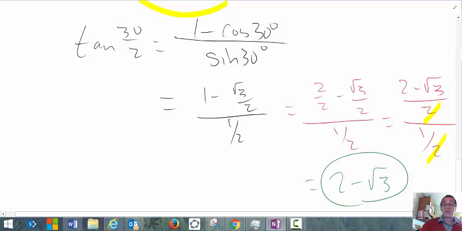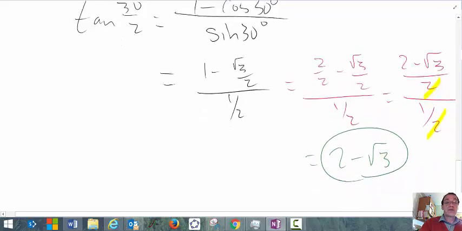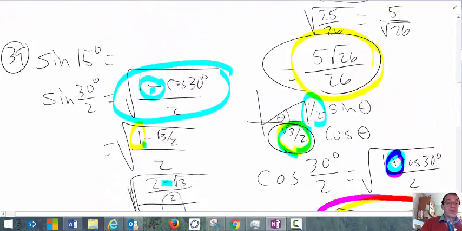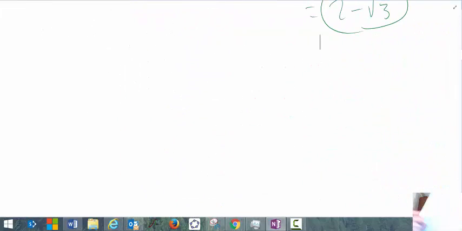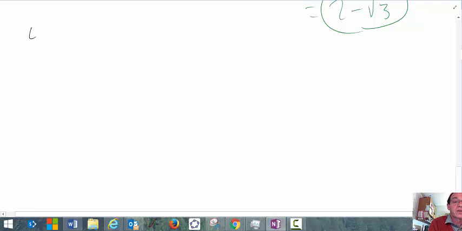I think we've seen ones like that in the past. And so there's your number 39, and it goes just like that. Okay. Now 41 is pretty similar to that. I'm not going to do the whole problem, but I am going to point out to you that it's actually much easier than it looks.